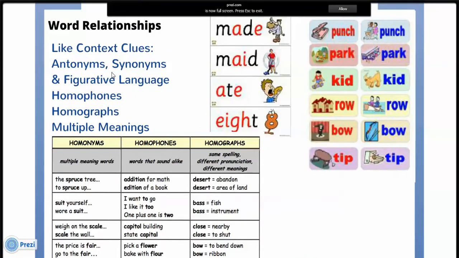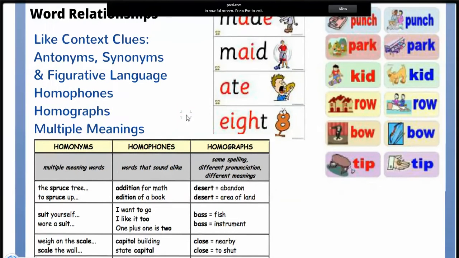Word relationships, so like context clues, we're talking about antonyms, synonyms, and figurative language. But we're also talking about homophones, homographs, and multiple meanings. With ESL teachers or ESL students, this is extremely important because half the time when they're listening, they have to know that it's from the context. So I've got examples here, aid and ate, made and maid. Then we've got homophones. We already did homophones.